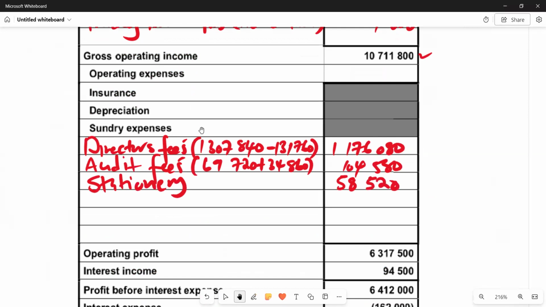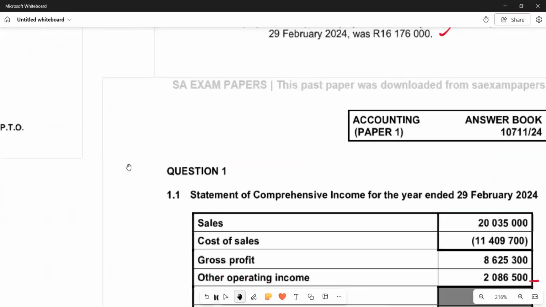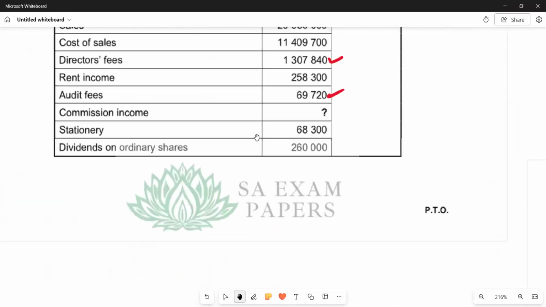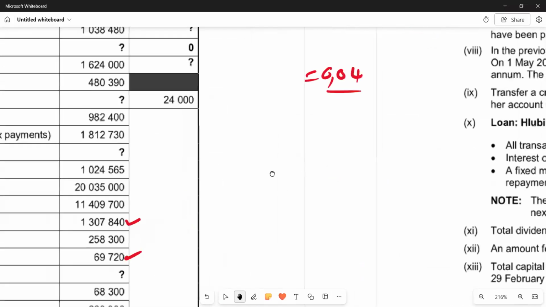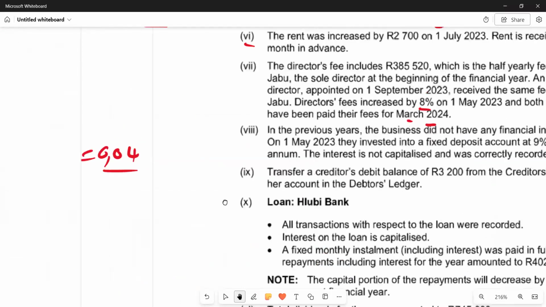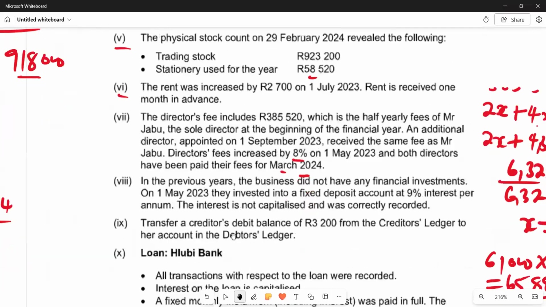Then we can go there and try to see if we have got any other in the list of balances. Right, after stationery, it's dividends on ordinary shares, which does not fall under the profit and loss account. So we leave it. Then we remember that we have got the provision for bad debts that we identified when we were in the other income section, which they said was already calculated. We were given it as a calculated figure.